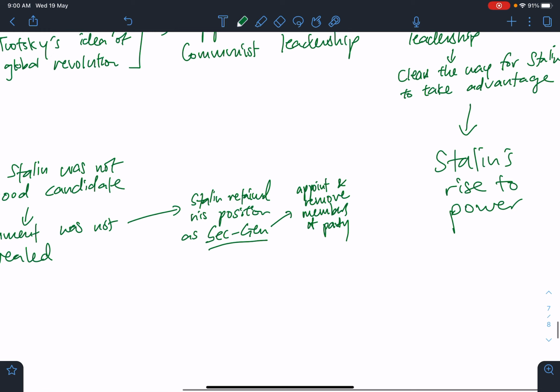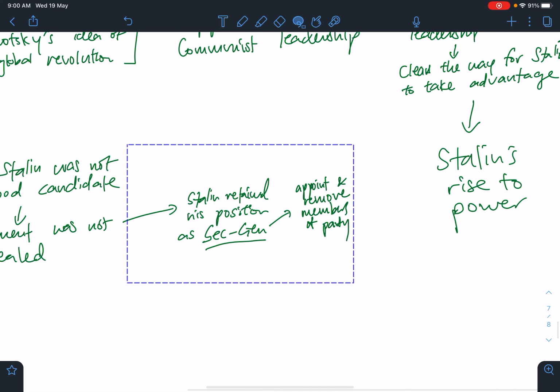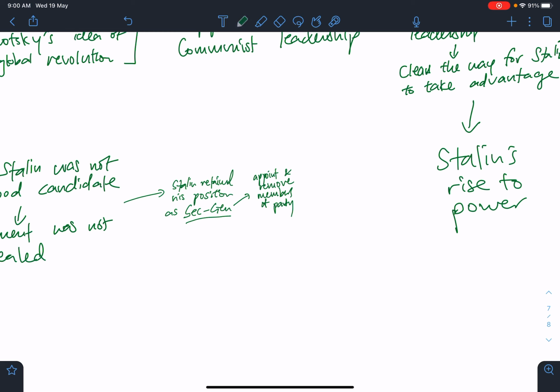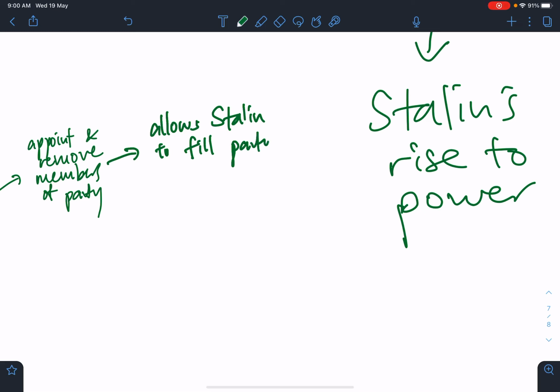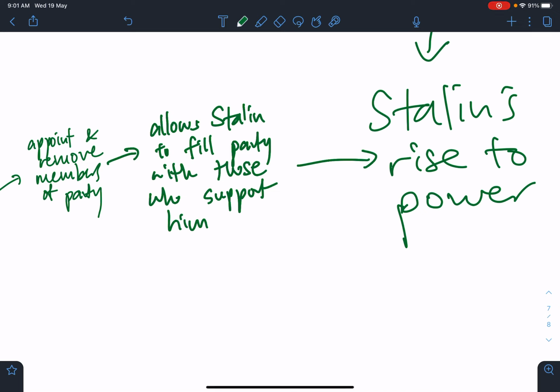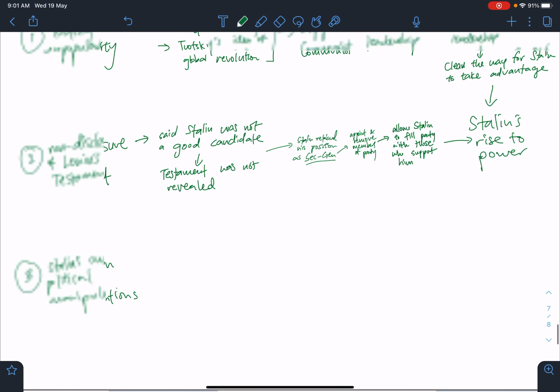Oh dear, I got no space. Which then allows Stalin to fill the party with those who support him, and that is why he gets to power, because there is nobody in the Communist Party who can speak up against him or is resistant against him. Okay? So that is what is going on.